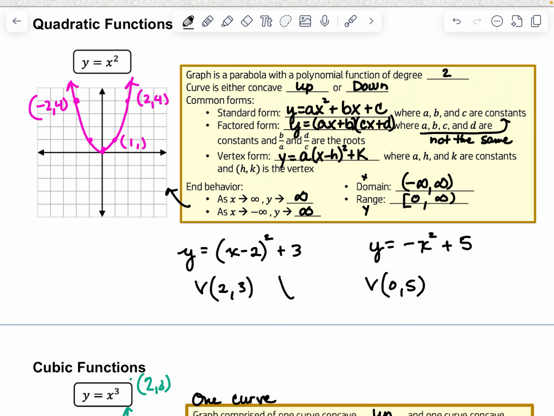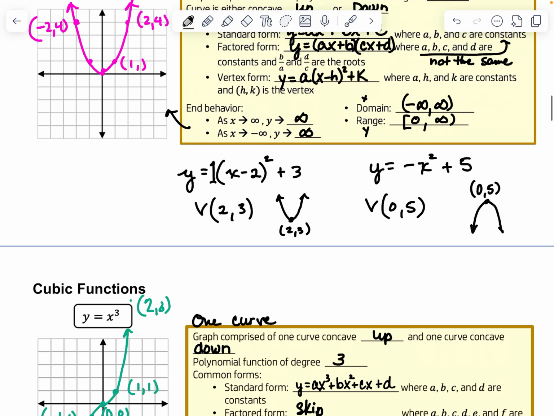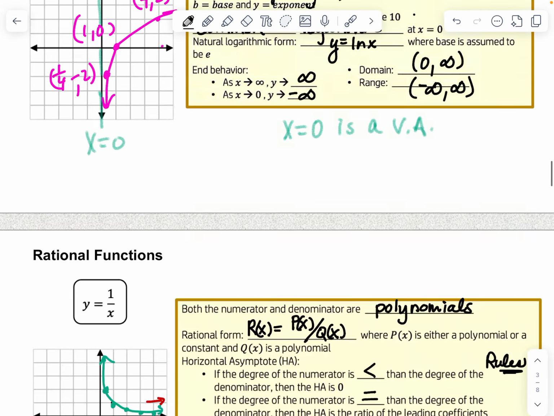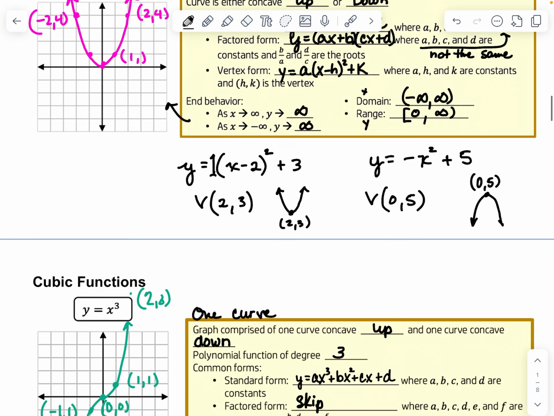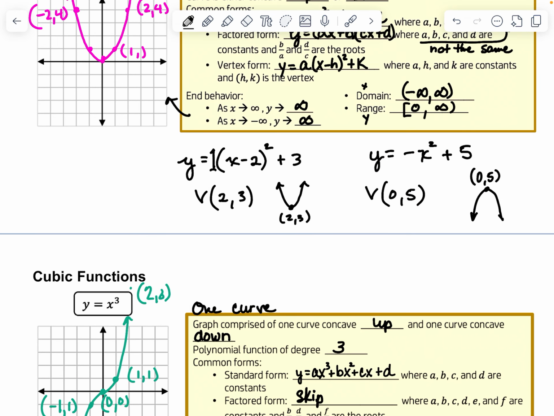So here you're at (2, 3) for the vertex, and it's going to go upward because a is 1 in this case. And here a is negative 1, so we know we're going to be upside down. On the y-axis we're at (0, 5), and it's going to head down. Both dilation factors are such that you start at the vertex and go over 1, down 1, over 1, down 1. The same thing with the first example that I gave you: that movement of over 1, up 1, over 1, up 1.